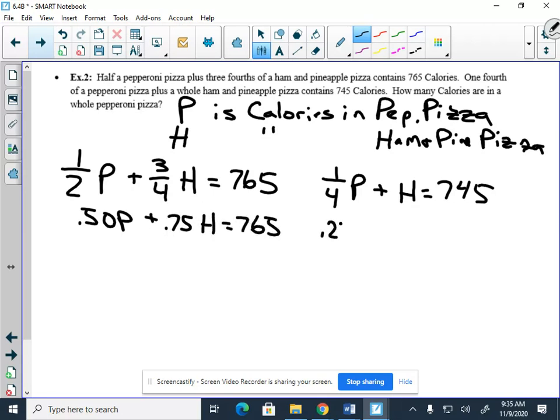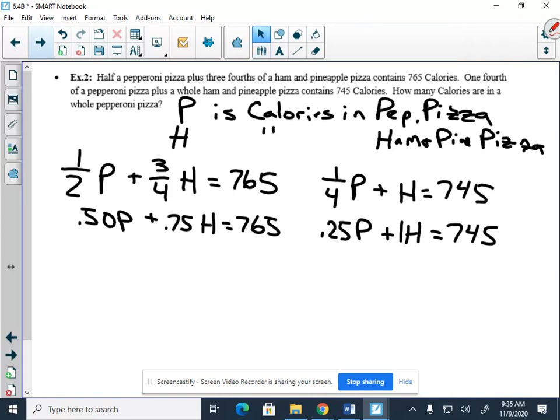And then this one is 0.25p plus an h. Now remember, that's a 1h. You can put the 1 there if you want. We have to get one of these to eliminate. So in this one, if I think about money, a quarter is related to 50 cents if I double it, right? So in this one, I'm going to take this whole thing and multiply by -2.